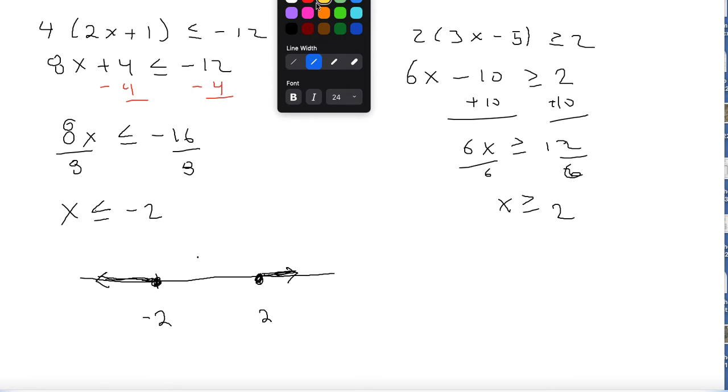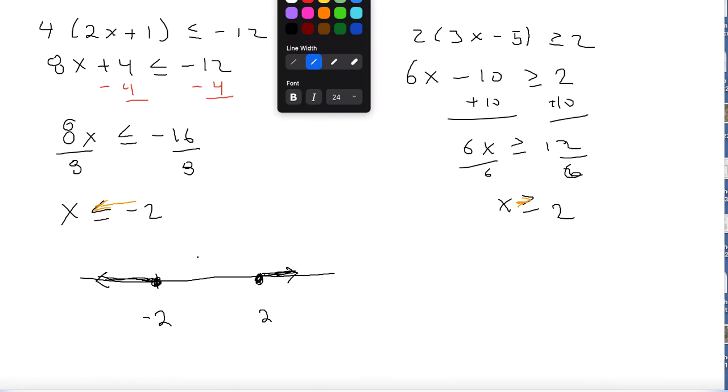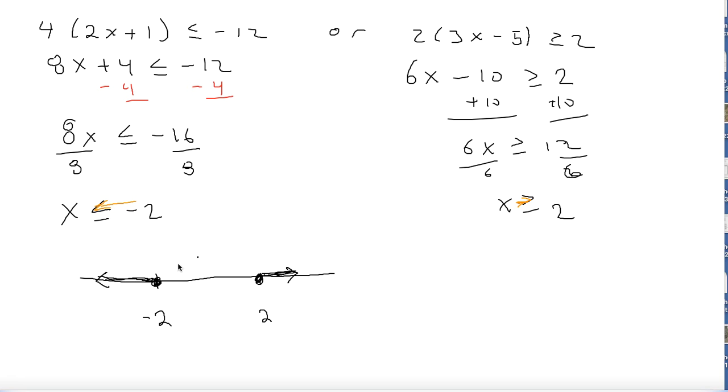And a good little cheater on getting those directions the right way is if you pretend like there's a little arrow right there, that's going the right way. So just a silly little way to check yourself.